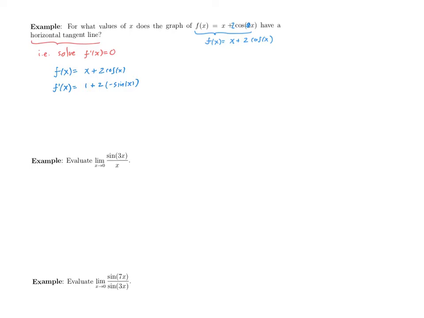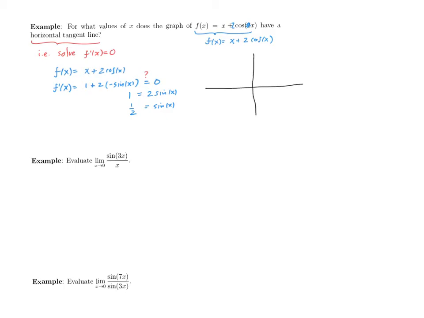And what we would like to know is, where is this derivative equal to 0? The question mark is indicating let's solve for x. If we add 2 sine x to both sides, we have 1 equals 2 sine x. And if we divide by 2, we're really asking, where is sine of x equal to 1/2? Let me draw a simple picture to go with this.